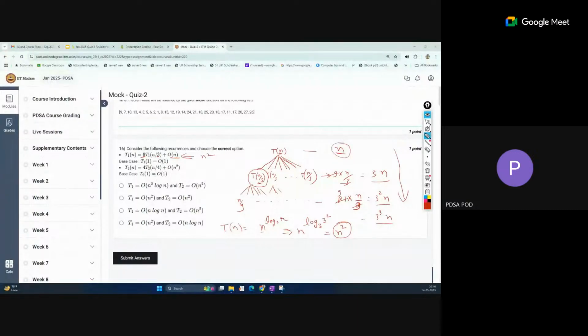And second, we have this 4T(n/4) plus n square. So this is another case. So let's move to the next.